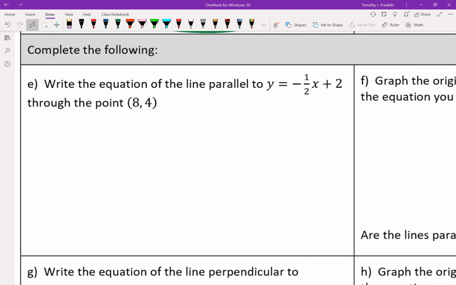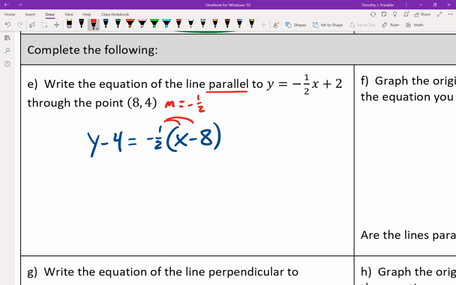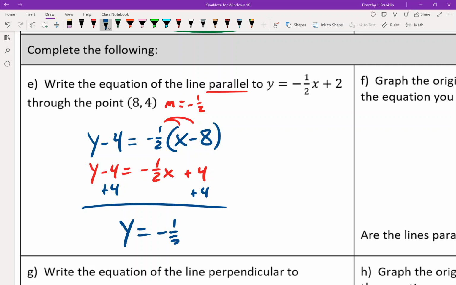Example E, same type of question. Write the equation of the line parallel to y equals negative 1/2 x plus 2 through the point 8, 4. So since it's parallel, we have the same slope, which is negative 1/2. So point slope form: y minus 4, that's the y value here, equals negative 1/2 times x minus 8. Distribute: y minus 4 equals negative 1/2 x plus 4. Negative 1/2 times negative 8 is positive 4. Add 4 to both sides, and y equals negative 1/2 x plus 8.